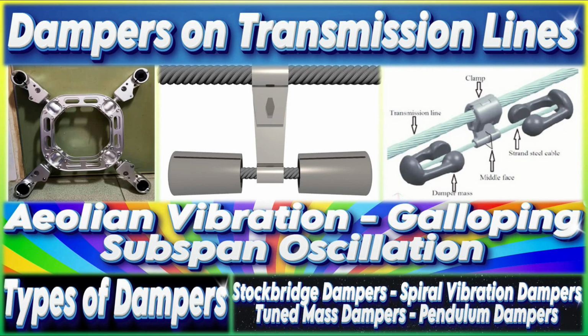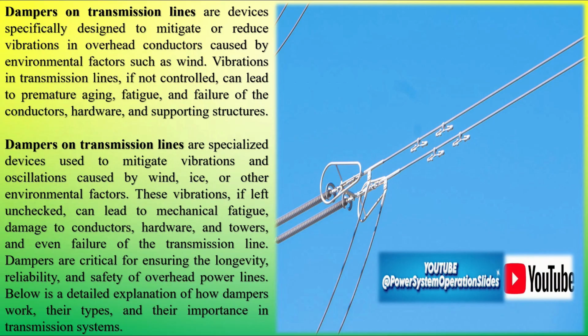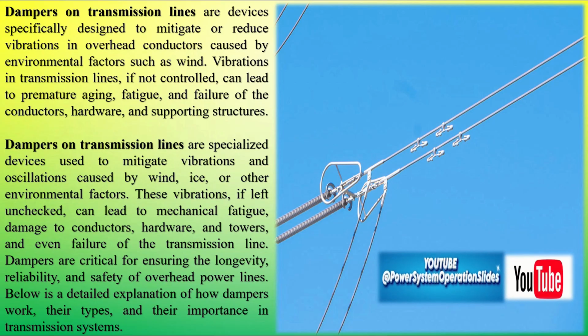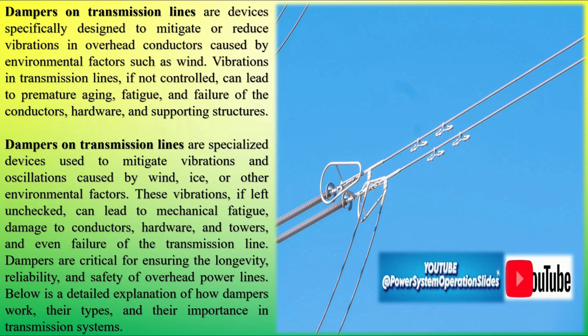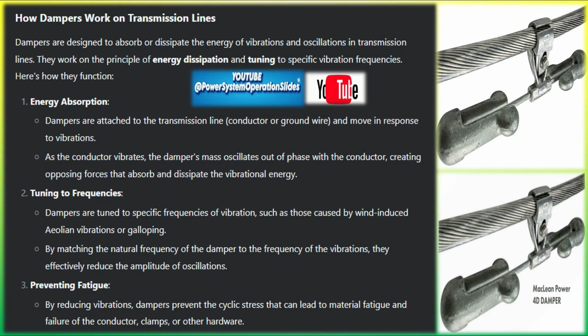Dampers on transmission lines are devices specifically designed to mitigate or reduce vibrations in overhead conductors caused by environmental factors such as wind. Vibrations in transmission lines, if not controlled, can lead to premature aging, fatigue, and failure of the conductors, hardware, and supporting structures. In this detailed explanation, we'll cover the types of vibrations, how dampers work, the types of dampers used, and the importance of dampers in transmission networks.